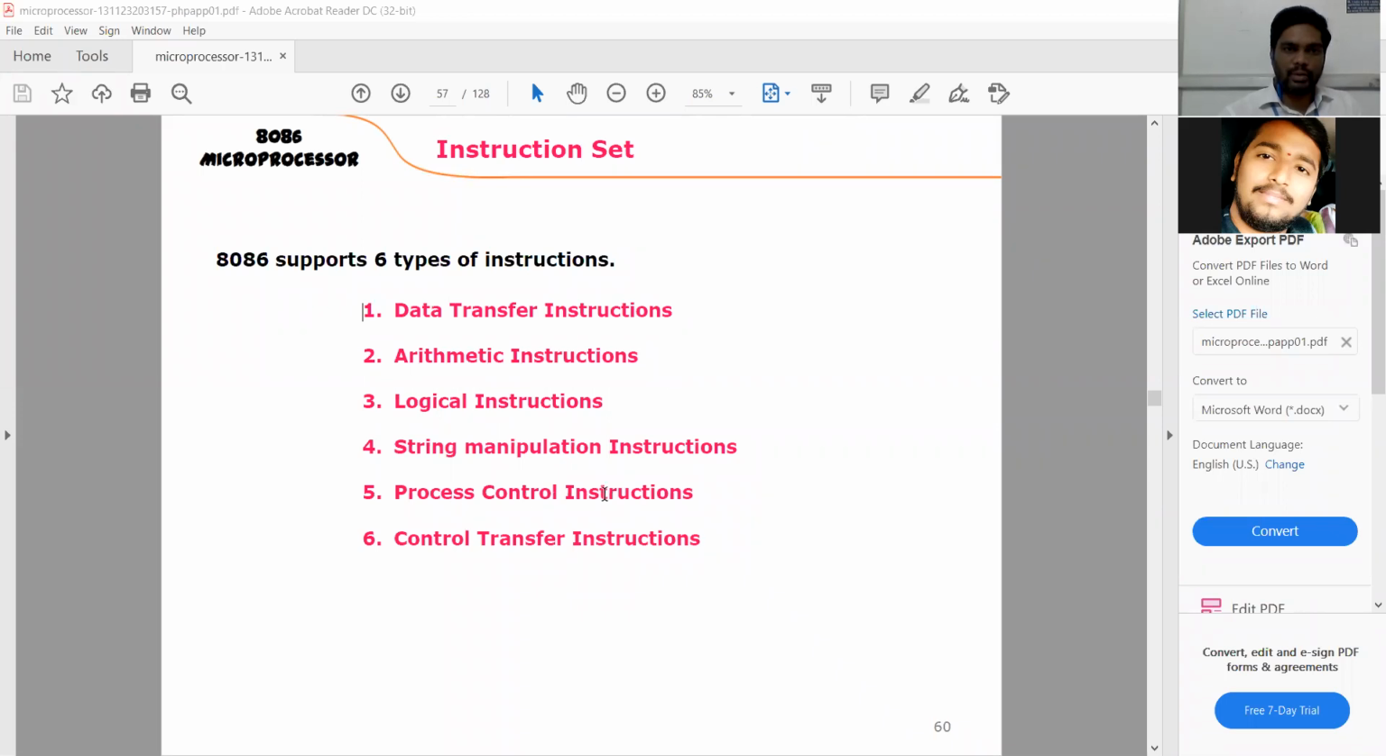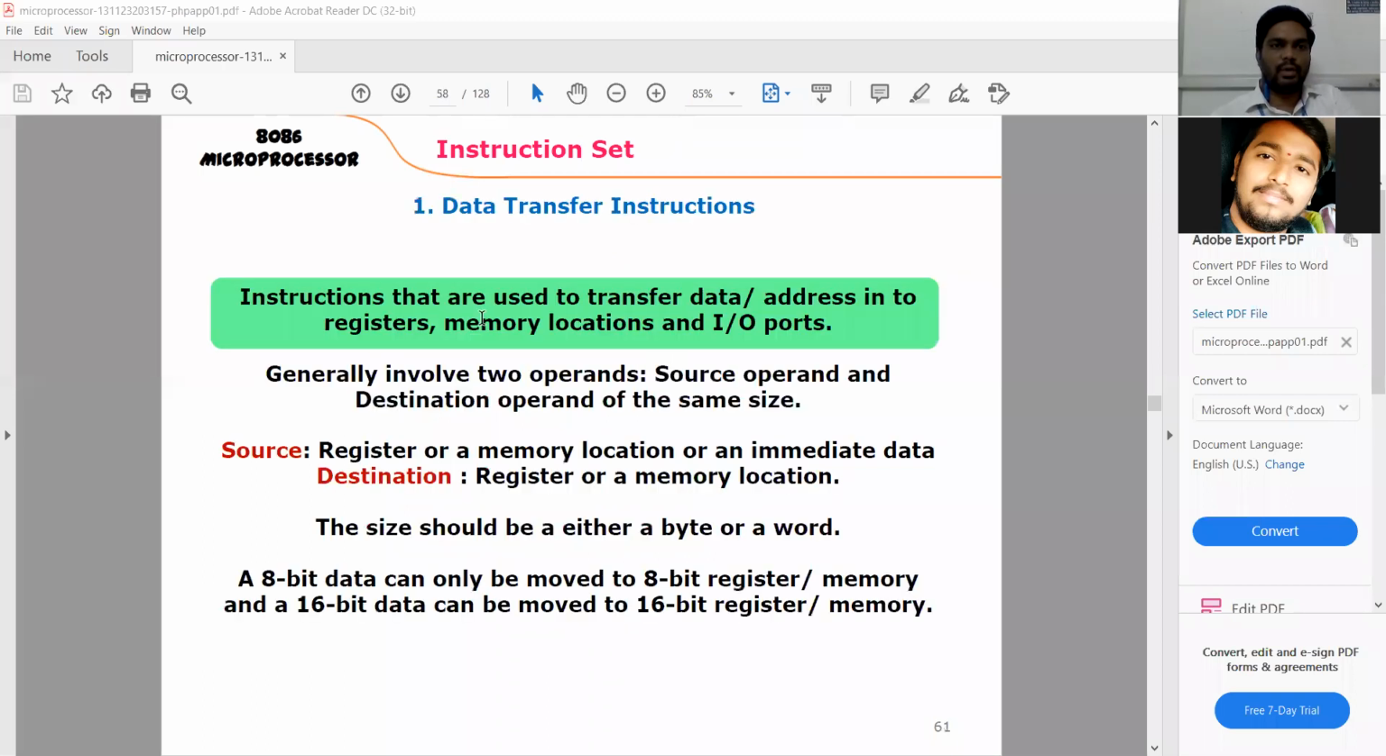Process control instructions and control transfer instructions will be doing jump operations or clear operations. Conditional operations will be performed by these process control and control transfer instructions. Let us now see what are all the different instructions present under each category, and how they are executed. Let us try to understand individually.